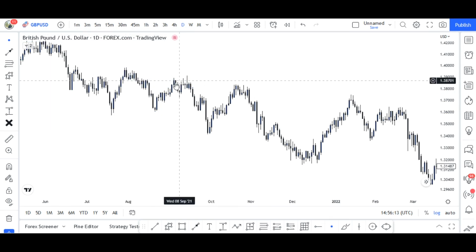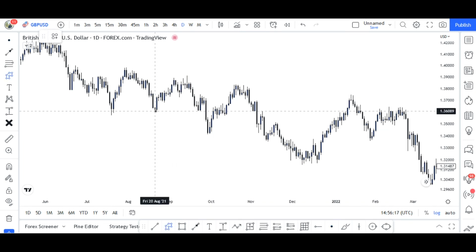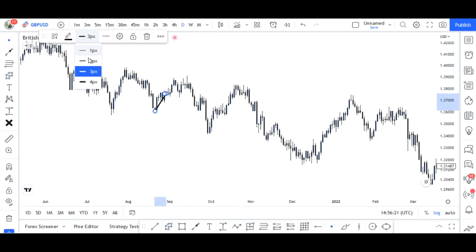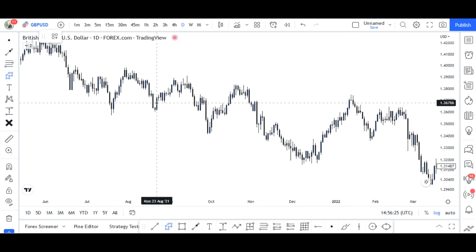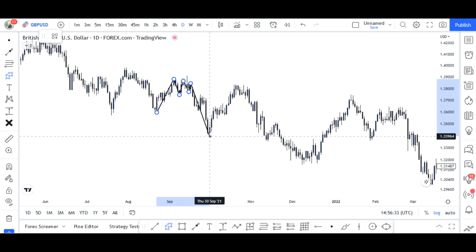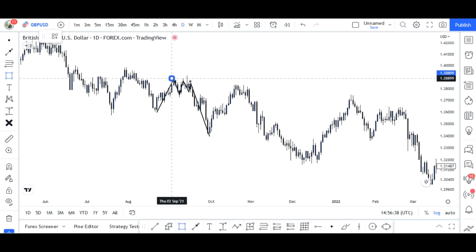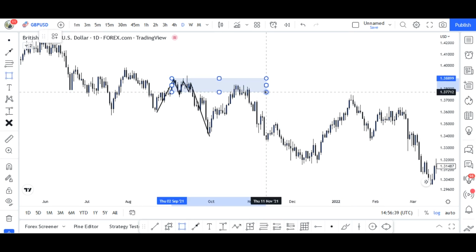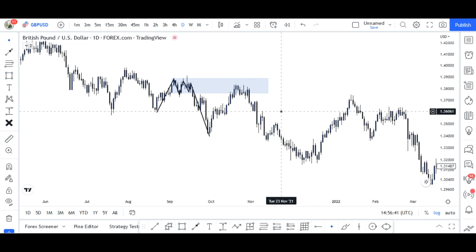We had some form of consolidation in the markets right here. So we had the market moving here. Then we had some form of consolidation in the market before the market moved down. So what are we expecting? We are expecting the market to come into it. Then we get some sells.